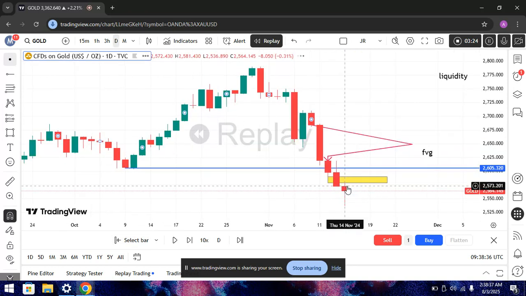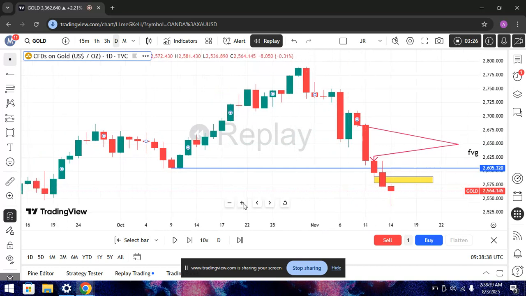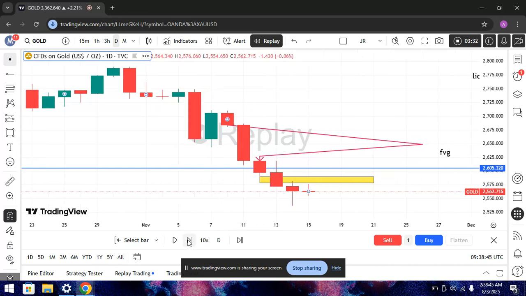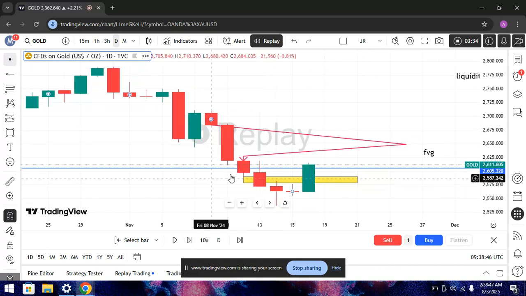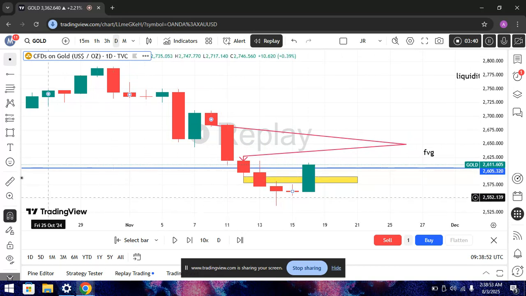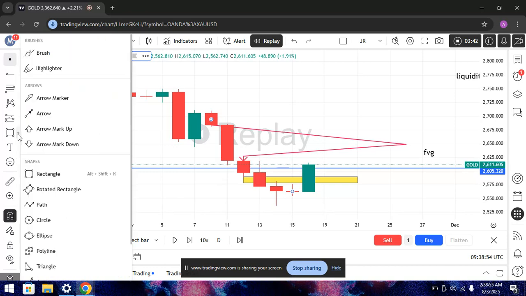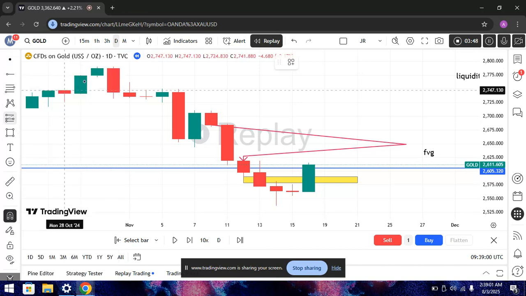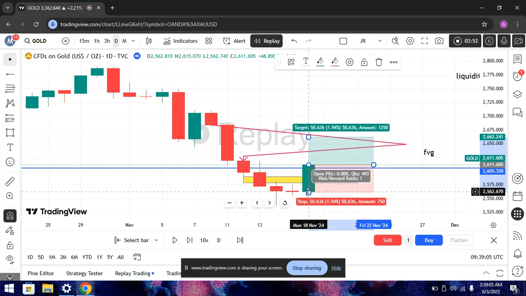Okay, so we've taken out that low. Now, what am I seeing? This is our FVG, right? Let me play. Okay, we've inverted this fair value gap. Now here is the thing: those that are aggressive, immediately that candle closes, you might long from here and cover this last low.